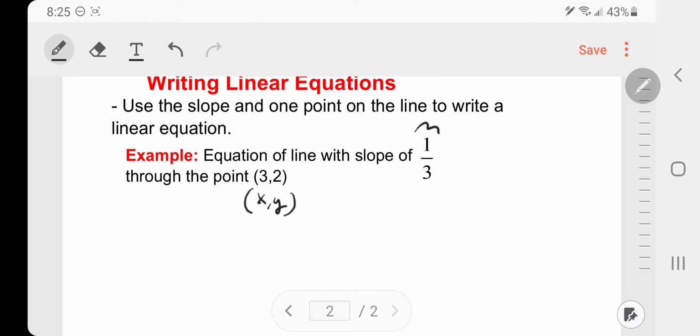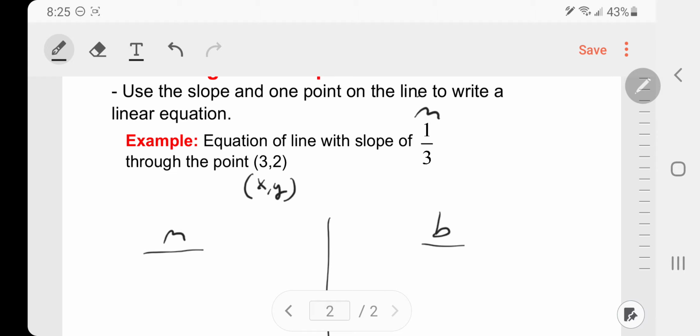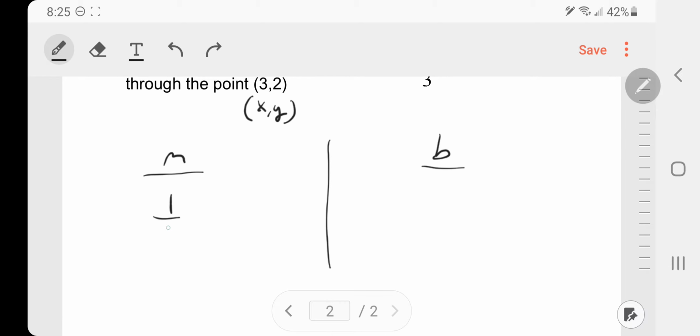Now, whenever I'm looking to write something in slope-intercept form, I like to make a table, so I'm going to organize it in this way. On the left side, I'm going to put whatever I need to do to figure out what my slope is, and on the right side, I'm going to do whatever I need to do to find the y-intercept. On the left side, in this one specifically, we're already given the m. It's in the question, so there's nothing to solve for. We know that the m is 1/3, so I'm just going to go ahead and write it there.